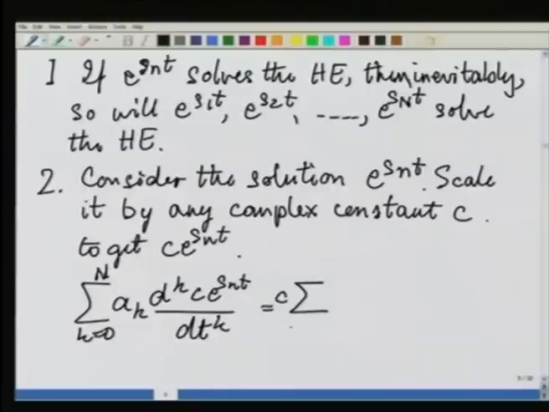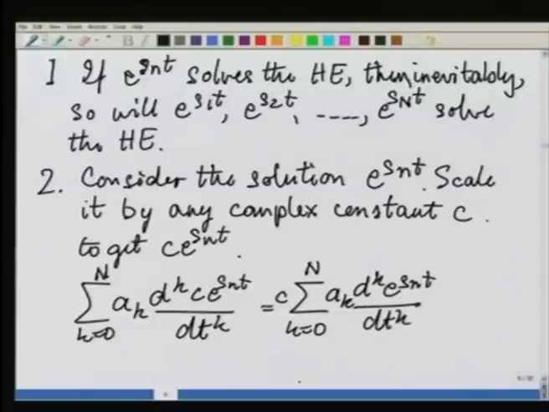C times the sum from k equals 0 to n of a_k d^k e^(S_n t) by dt^k, which is C times this same differential equation we had earlier, for which we know that e^(S_n t) is a solution. So, this whole thing is just equal to 0.